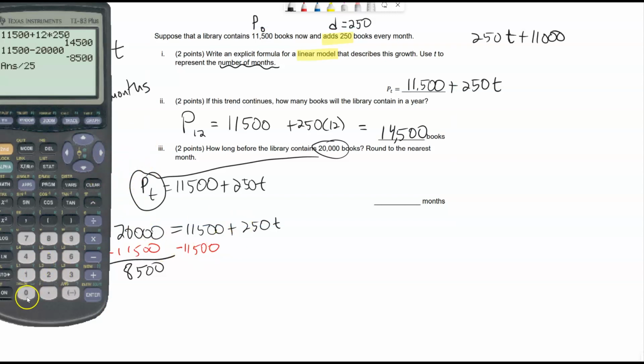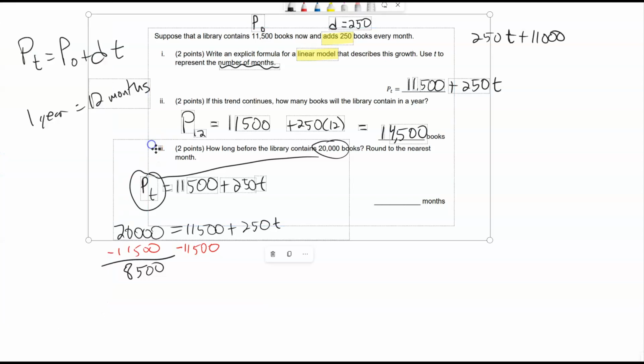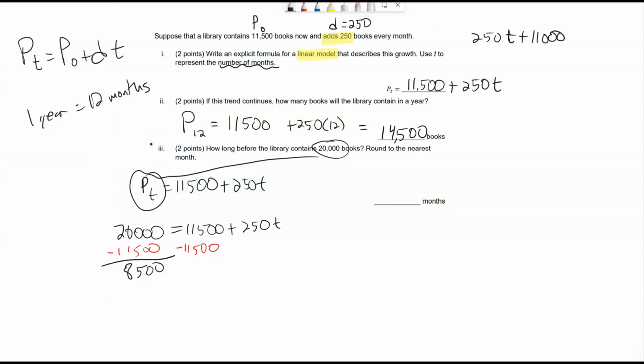Let's do a step ahead. 34. Okay. So we have 8,500 equals 250t. And then we divide by 250. And we get t equals 34. It should be 34 months.